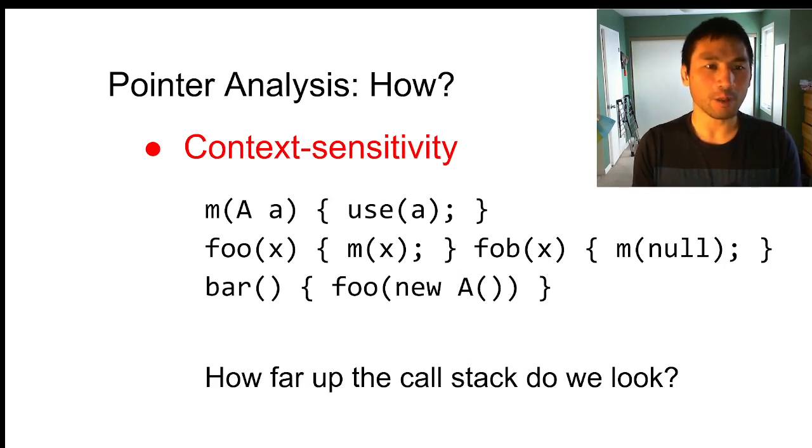And so when you're analyzing the body of M, it matters which context you're being called in. Are you being called from foo, or are you being called from fob? If you're being called from fob, then you know that the parameter A is null. If you're being called from foo, you don't quite know that, unless you then go look at another level of context sensitivity, and then you look at bar, and that says foo of new A. And so if you have two levels of context sensitivity, then you can resolve this completely. And so the question also is, if you're being context sensitive, how far up the call stack do we look?